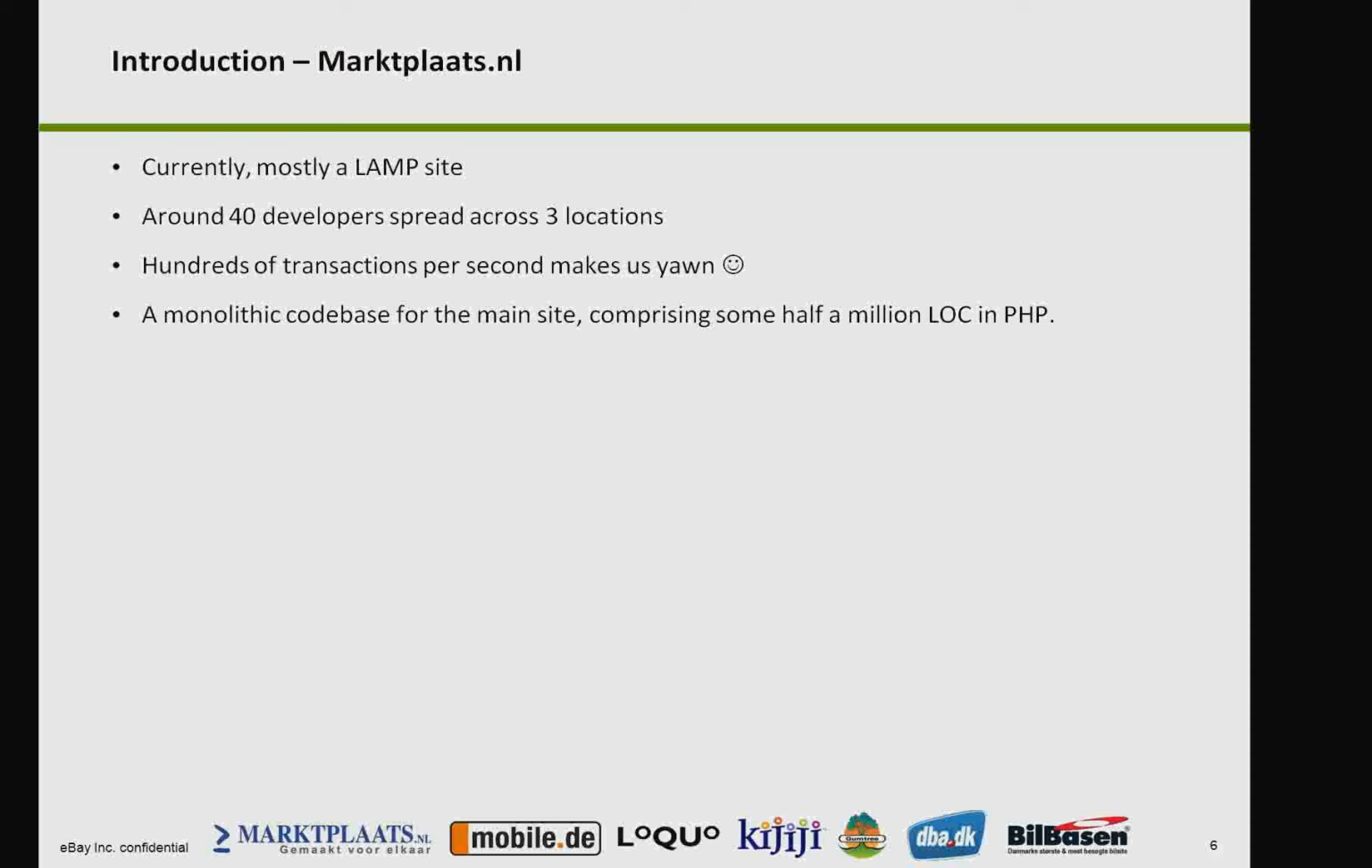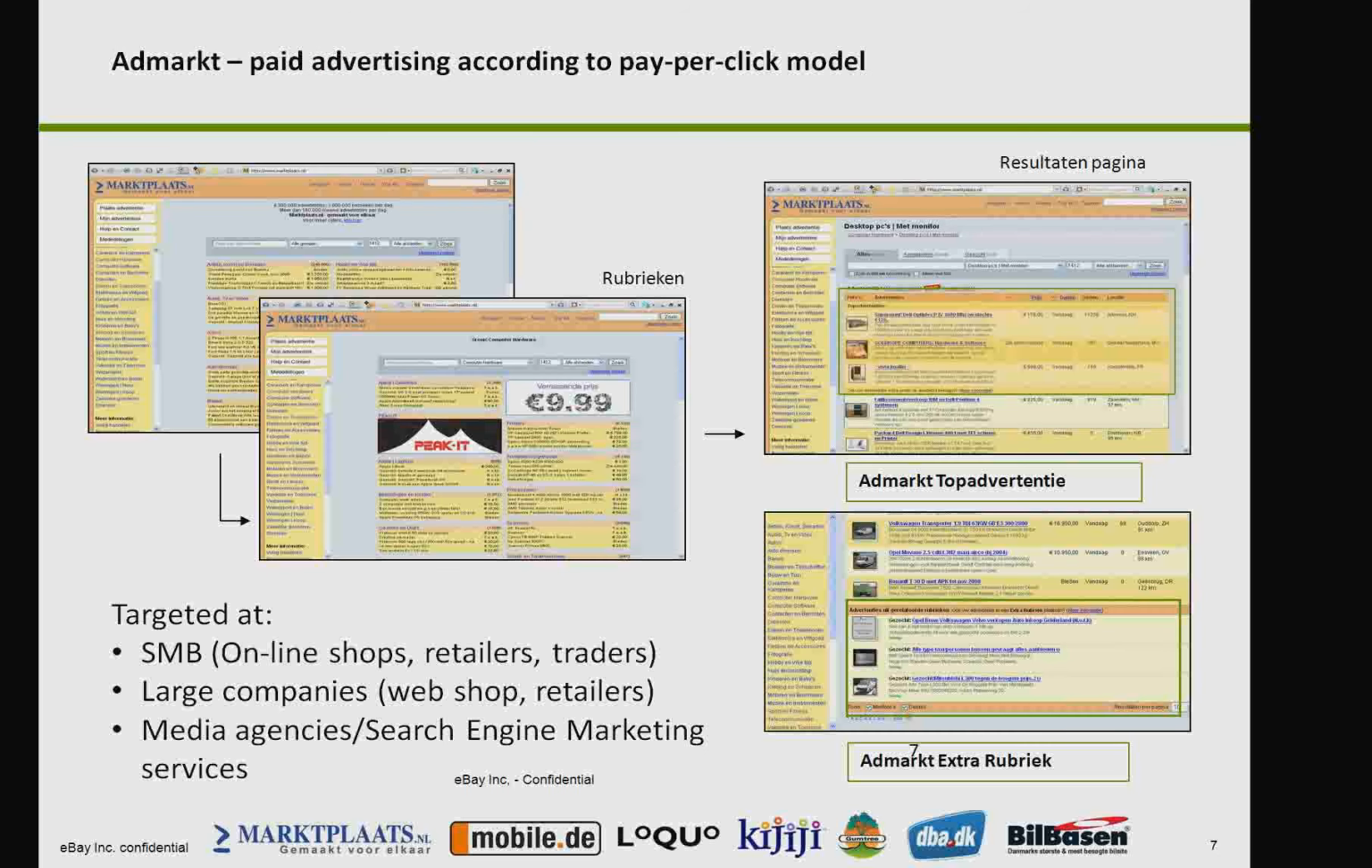The first product we set out to convert was something that we prototyped in the LAMP architecture, and it quickly became clear that the LAMP architecture didn't get that much traffic. It is a product we call AdMarked. You see some screenshots of Marktplaats. I'll skip over them. But if you look at the top right screenshot, you see highlighted 3 listings in a search results listing. And these are what we call AdMarked ads.